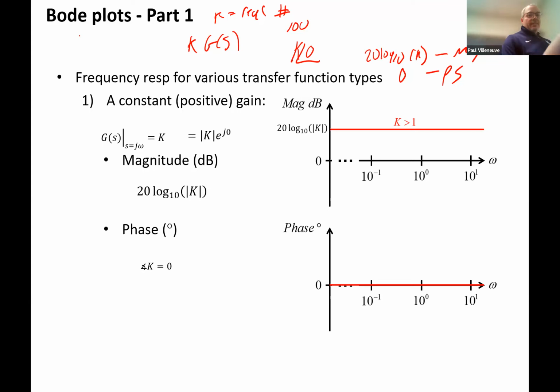K, and we've done this a lot in this class, must be greater than 0. You can't have a negative K. It has to be a positive number.